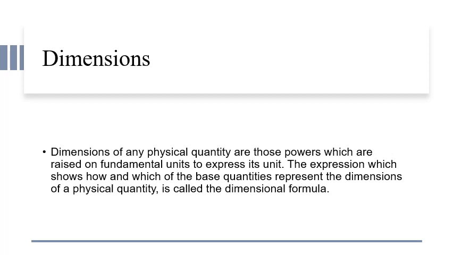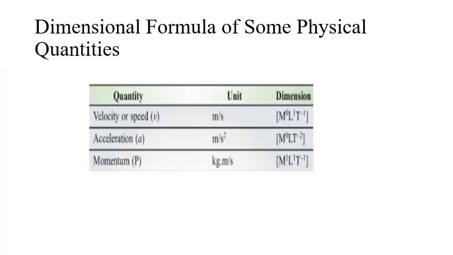We studied this in the last video, right? So these 7 basic quantities are represented with square brackets. We'll see how. So let's learn about what the dimensional formula is. The expression which shows how and which of the fundamental quantities represent the dimension of the physical quantity is called the dimensional formula of the given physical quantity.